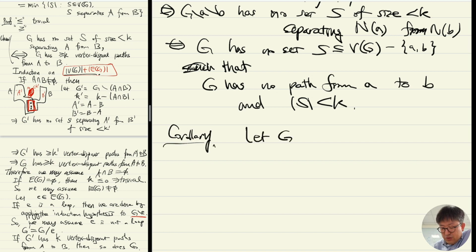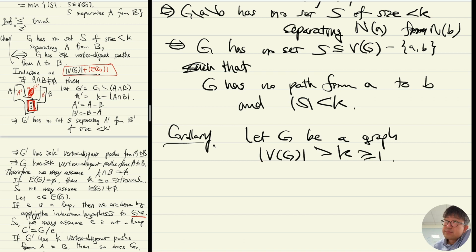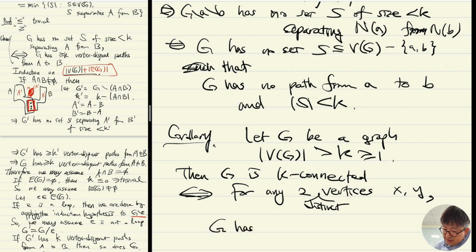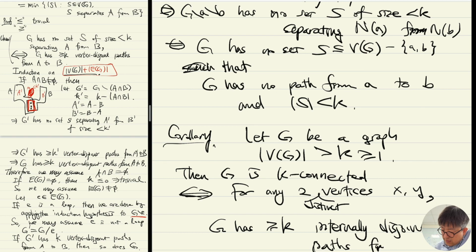Okay, so let G be a graph and the number of vertices is bigger than K. Then G is K connected, so now it's a characterization of K connected graphs, if and only if for any two distinct vertices X and Y, G has at least K internally disjoint paths from X to Y.